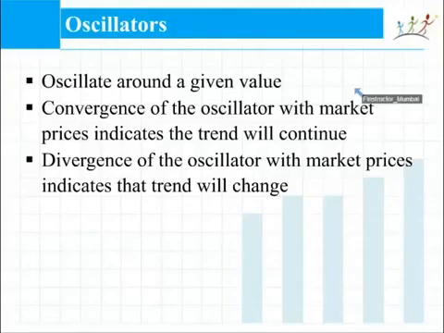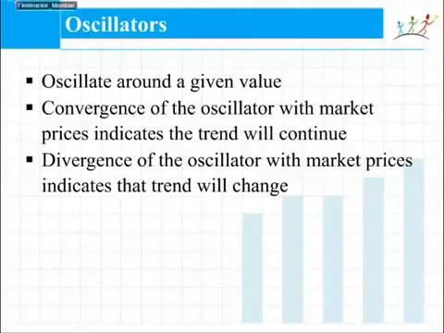Any deviation from the value around which they oscillate, or let's say the oscillator oscillates around 0, any greatly positive value or any extremely negative value would indicate some discrepancy or some abnormality which can be used as a trading opportunity. So oscillators oscillate around a given value.